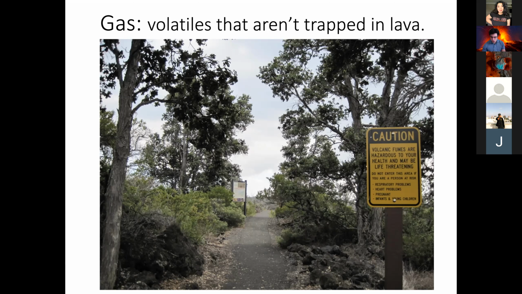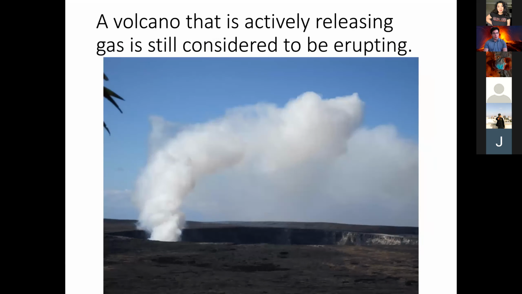Like there were some eruptions in the early 20th century in the Caribbean where a lot of people died just from waves of gas. But it's worth noting that a volcano that's still releasing gas, even if it's not actively spewing lava, is still erupting. So this is Kilauea. Actually, I took this picture in 2009. And this is a gas plume. So this is the summit crater of Kilauea.